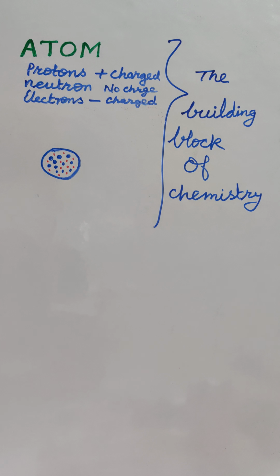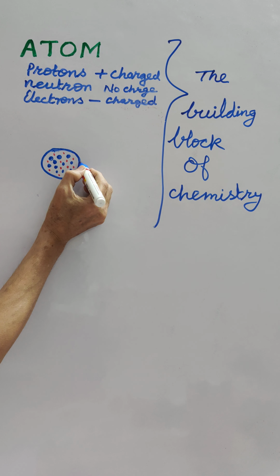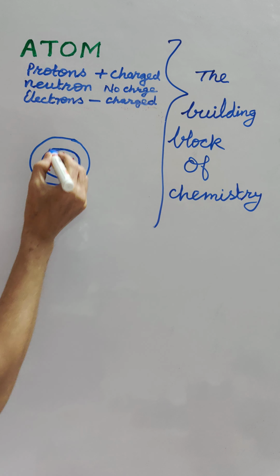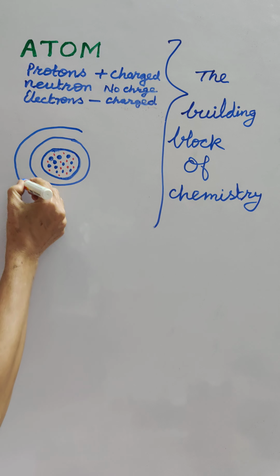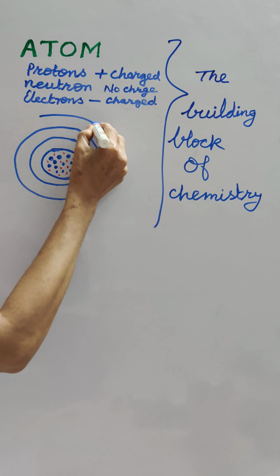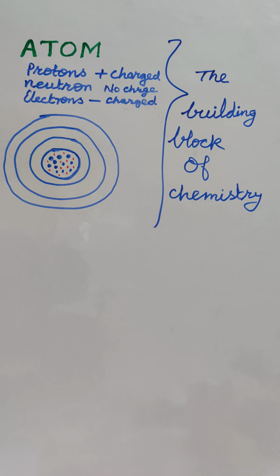Neutrons may be one or two more than the protons. And around the nucleus, there is the K shell. I am taking an example of sodium. Then L and then M shells. So electrons are arranged in shells K, L, M, N and so on.